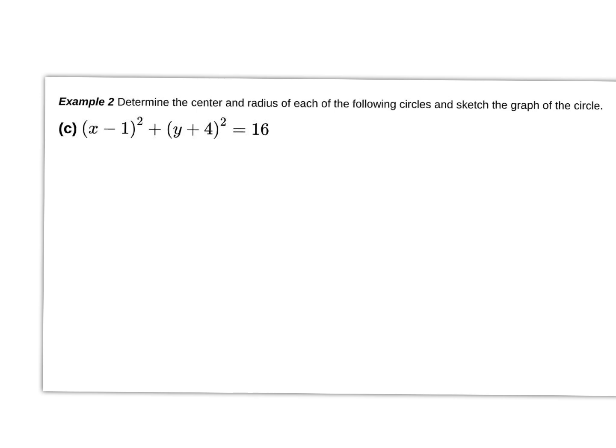And then our last one of example 2 here, part C, asks us to find the center of the circle, the radius, find the 4 points that you need to, and then sketch the graph of the circle.